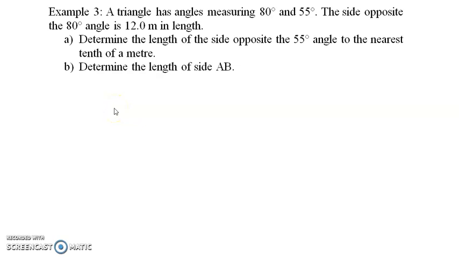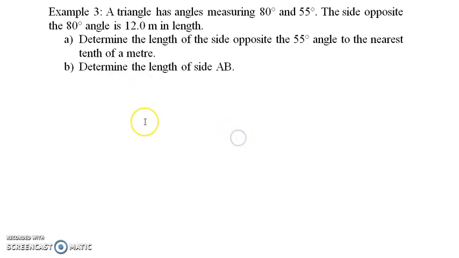Hello everybody, welcome back. Today we're looking at example 3 from 3 decimal tool, applying the sine law. It says a triangle has angles measured 80 degrees and 55 degrees, and the side opposite of angle 80 is 12.0 meters in length. Determine the side length of the side opposite 55 to the nearest tenth, and then determine the length of side AB.